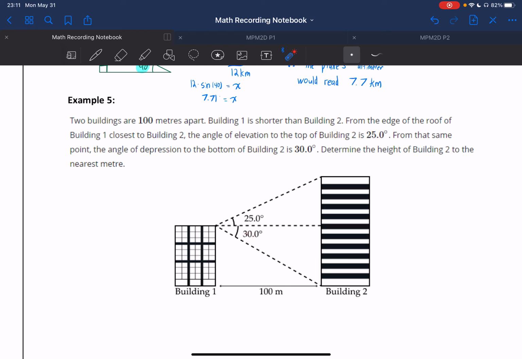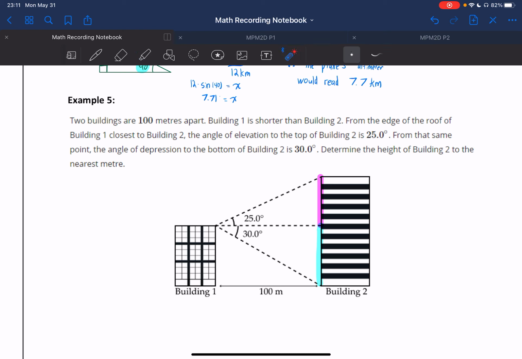So these two angles give us two different triangles to look at. One triangle gives us the bottom portion of the building. Our other angle, our angle of elevation, gives us the top part of our building. And by those powers combined, they will have the total height of the building.